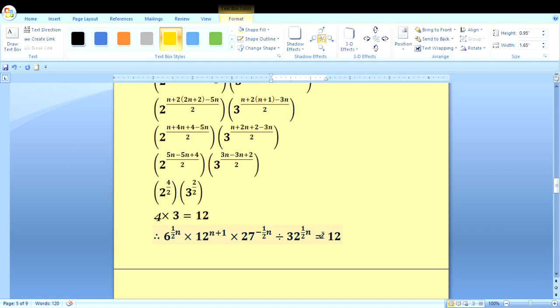So this is how to make use of the basic laws of indices in the operation of given numbers when the expressions are expressed in indices.